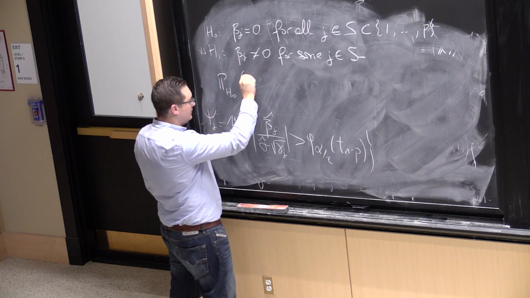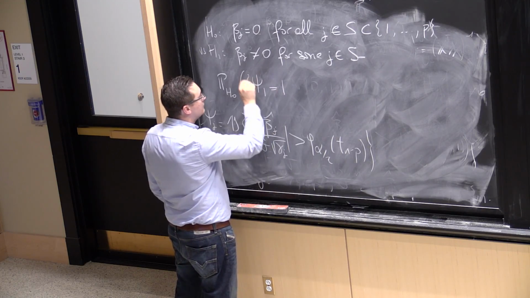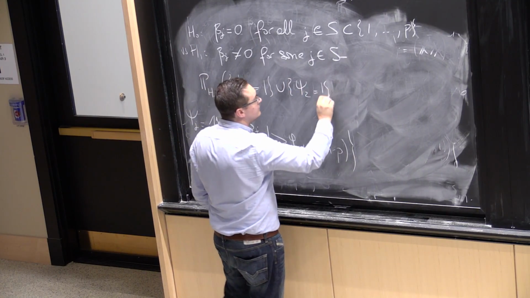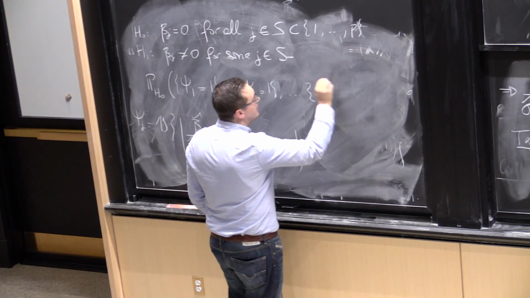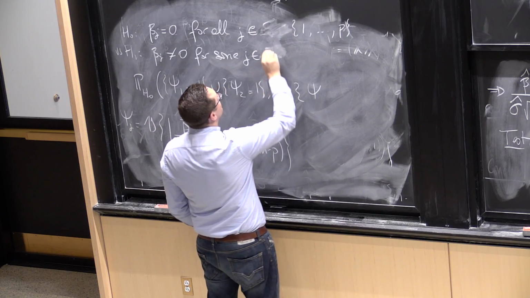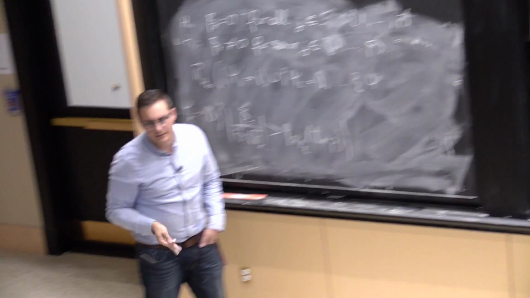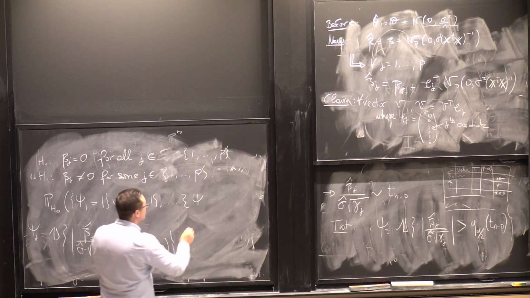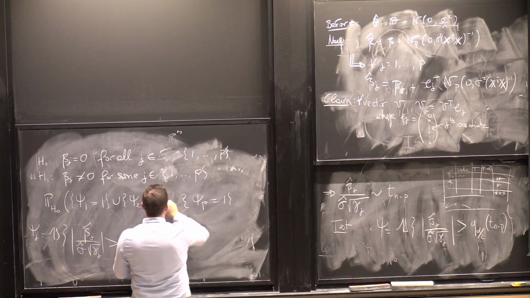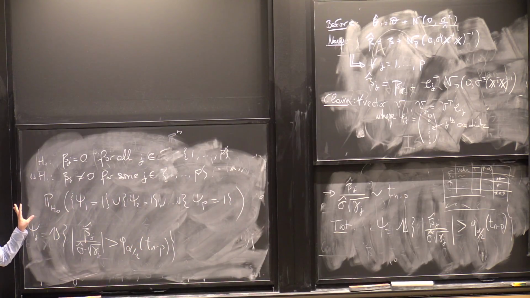So that's psi 1 is equal to 1, or psi 2 is equal to 1, all the way to psi p is equal to 1. Let's just say that this is the entire thing because it's annoying. You can check the slide if you want to do it more generally. Everybody agrees that this is the probability of type 1 error?